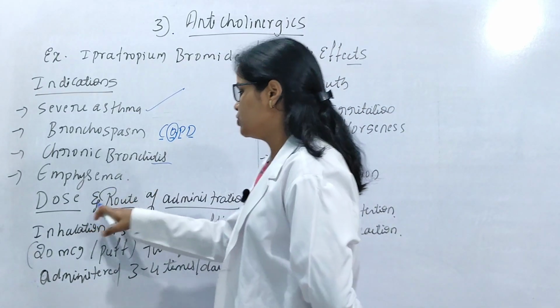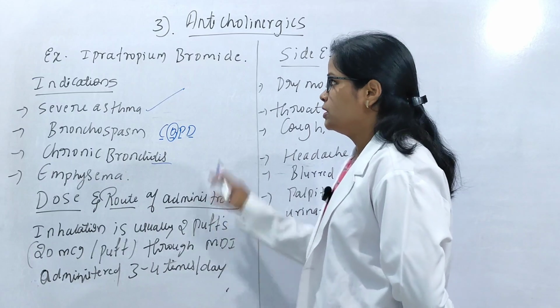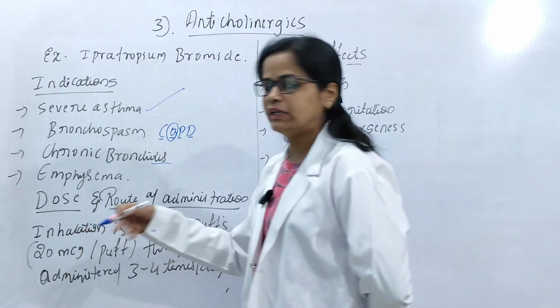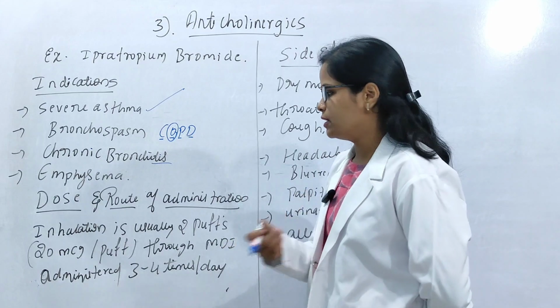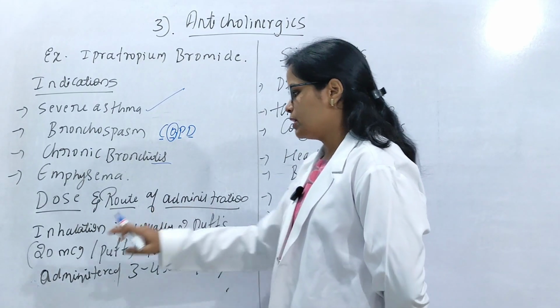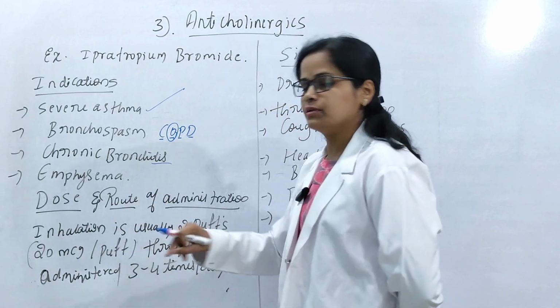And next we'll see the dose and the route of administration. Ipratropium bromide is available in the form of an inhaler. Inhalation is usually 2 puffs, that is 20 mcg per puff.